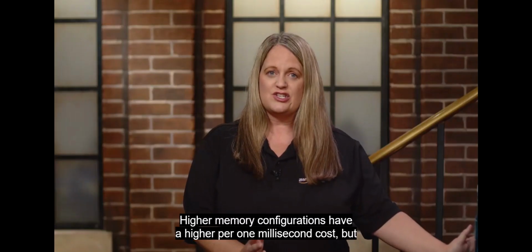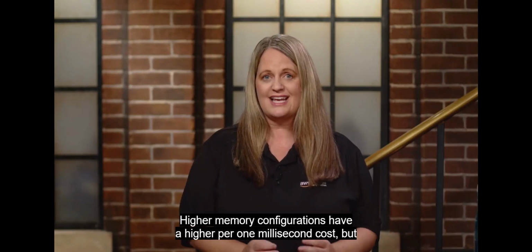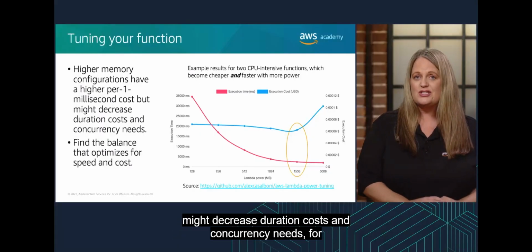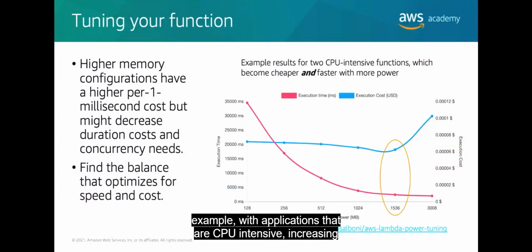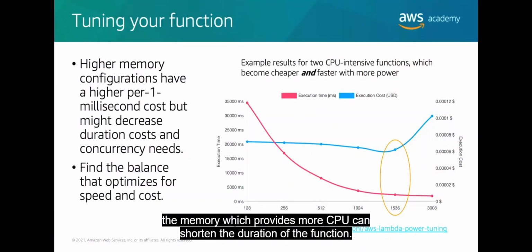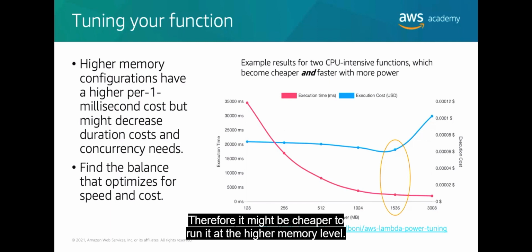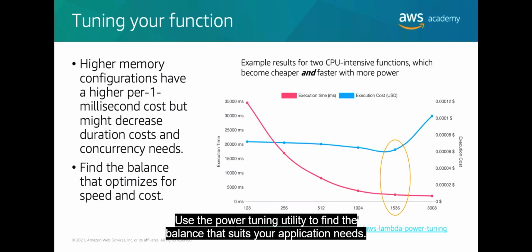Higher memory configurations have a higher per 1 millisecond cost, but might decrease duration costs and concurrency needs. For example, with applications that are CPU intensive, increasing the memory, which provides more CPU, can shorten the duration of the function. Therefore, it might be cheaper to run it at the higher memory level. Use the power tuning utility to find the balance that suits your application needs.